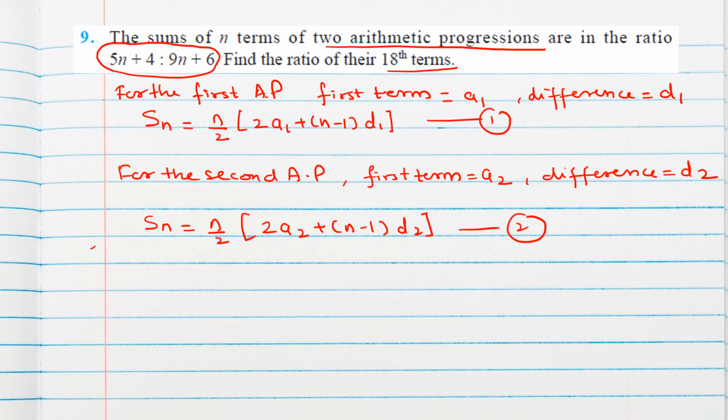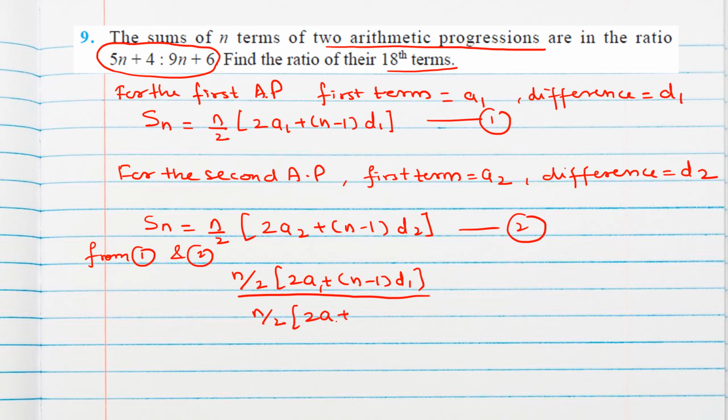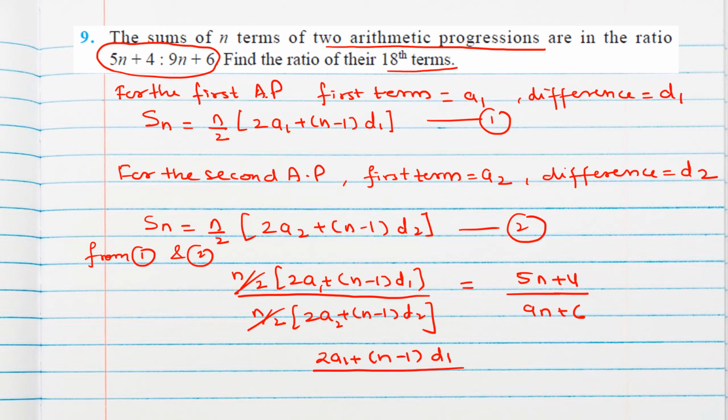So we can write from 1 and 2, n by 2 times 2a1 plus n minus 1 d1, divided by n by 2 times 2a2 plus n minus 1 d2, are in the ratio 5n plus 4 divided by 9n plus 6. So these two things we can cancel. Then we are left with 2a1 plus n minus 1 d1 and 2a2 plus n minus 1 d2.